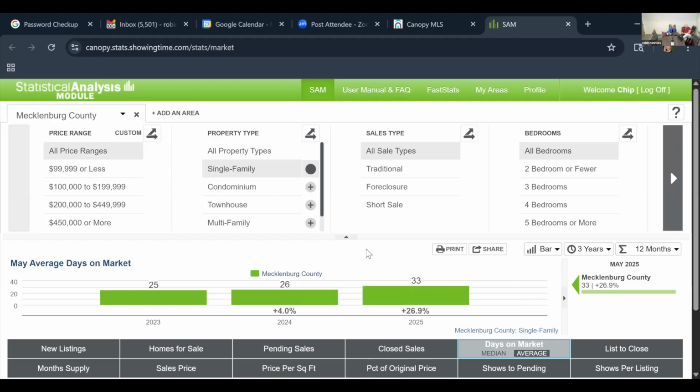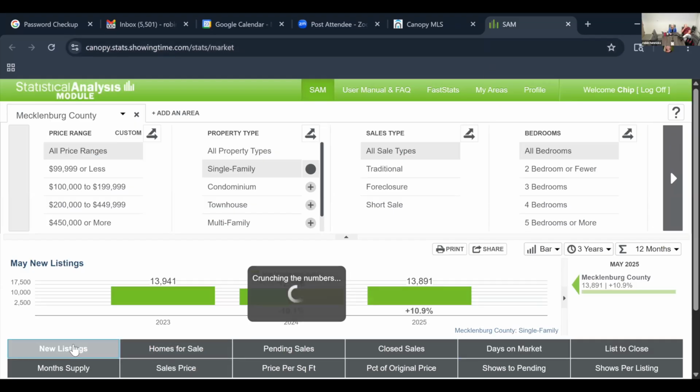What else do we want to look at? What do you guys have questions about that we could click through right now and show you some examples of what things look like? Let's look at homes for sale. Actually, let's go to new listings, because this is where our activity lies, right?